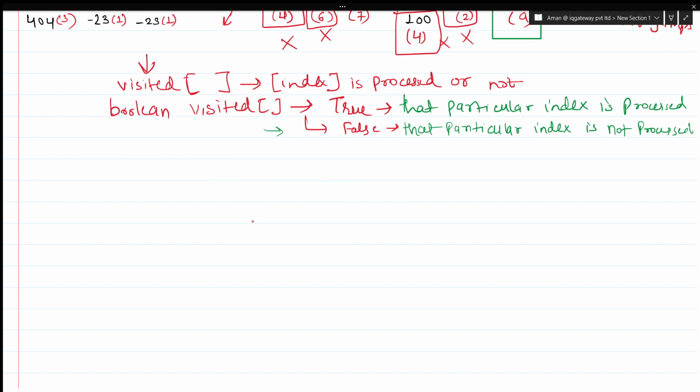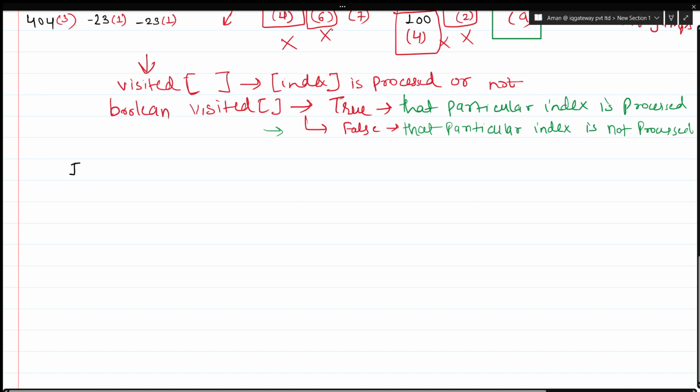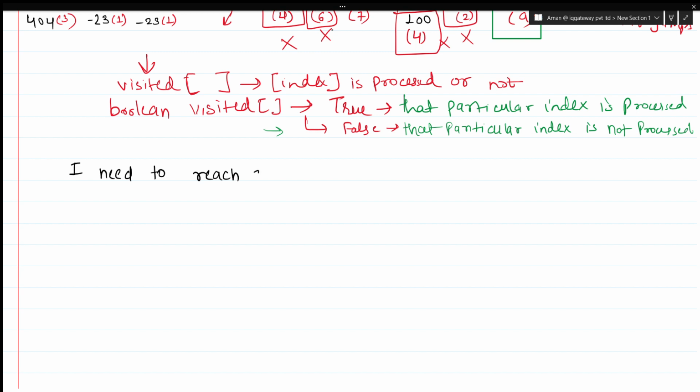Before time complexity, I need to reach all j where ARR of I is equal to ARR of j. Can I traverse the whole array again and again? No. I need to reach the jth index in order of 1 time complexity. How can I achieve this?